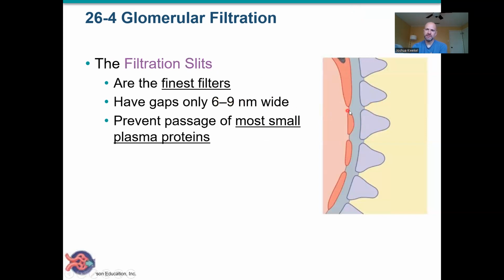The artist has not drawn these to scale, but what you should appreciate is that these slits are much smaller. Only 6 to 9 nanometers prevents passage of most small plasma proteins. So if the dense layer was preventing some of them, these filtration slits prevent most of them. Again, no proteins should be getting into the urine, and this explains why. It's a size exclusion principle. The big guys are going to stay in the blood.